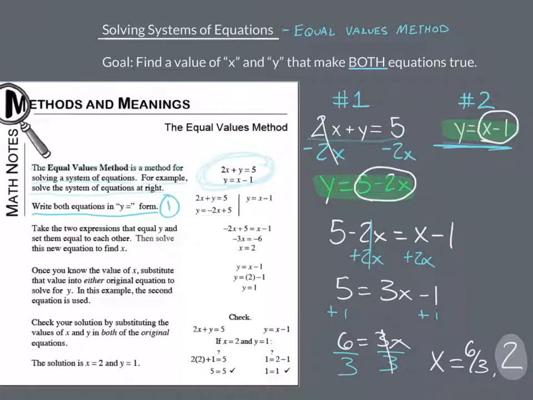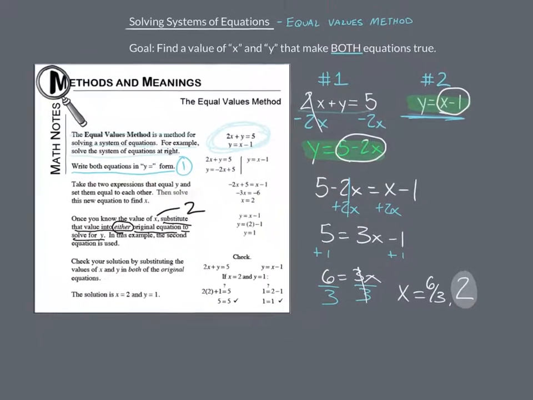We're only halfway done though, but we are almost there. It says once you know the value of x, which we do, it is 2, substitute that value into either original equation to solve for y. So we're going to take this 2 that we just got, and we're going to plug it into either one of these original equations, and it's going to give us the answer for y.